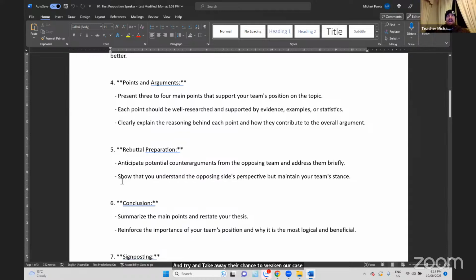And it also has the added benefit of showing that you understand the opposing side's point of view, but you still think your team has the stronger case and you still think your team makes the better point.